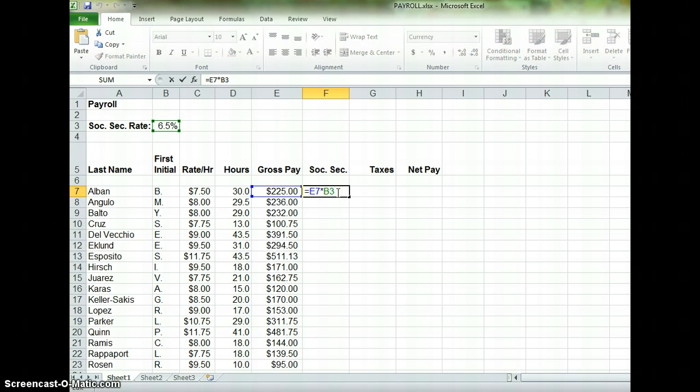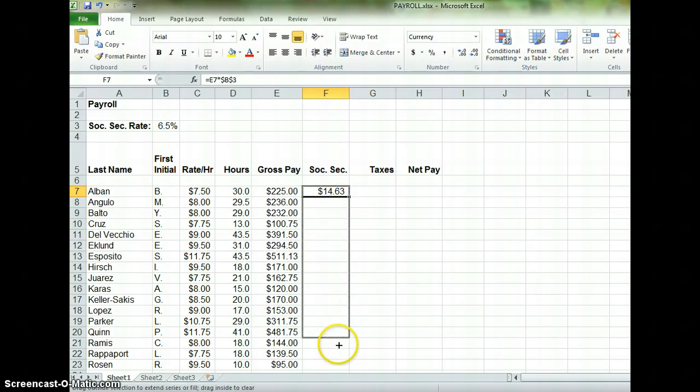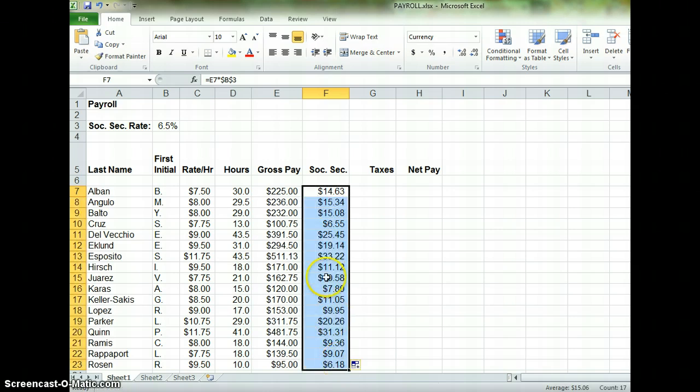After the B3, if your insertion point is blinking, we are going to press the F4 key on our keyboard. And this puts a $ sign before the B and a $ sign before the 3, changing the cell reference to an absolute cell reference. Now we're going to get the same result, but when we fill down this time, you will notice that the B3 remains the same while the relative cell reference changes to represent the row that it is in.